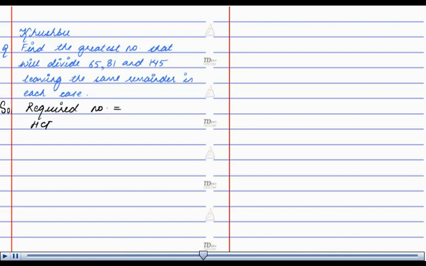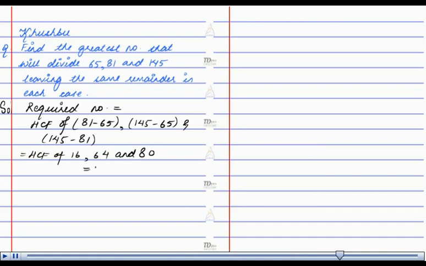HCF of 81 minus 65, 145 minus 65 and 145 minus 81, that is HCF of 16, 64 and 80, which comes out to be 16. So the greatest number that will divide all these three numbers leaving the same remainder is 16. This is the required solution.